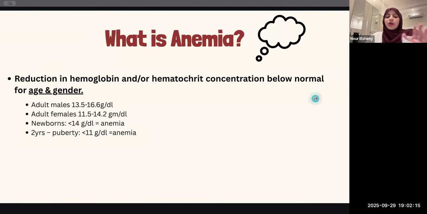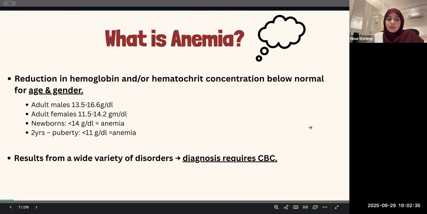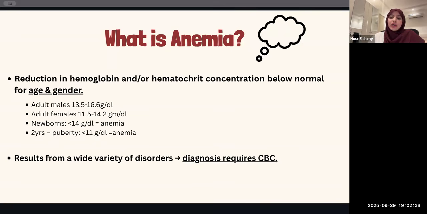Now, just a heads up, guys, you don't have to know the ranges because they provide them to you in the exam. But just have it in the back of your head. You actually don't have to know it. They're going to be there in the question, but you're just going to have to be able to know if it's below or above normal. And of course, we have a lot of causes of anemia, and it results from a wide variety of disorders, and that's why we're going to have to take different investigations to be able to diagnose correctly. And one of the most important things we should do is the complete blood count, which is CBC, and we're going to talk about this later on, okay?